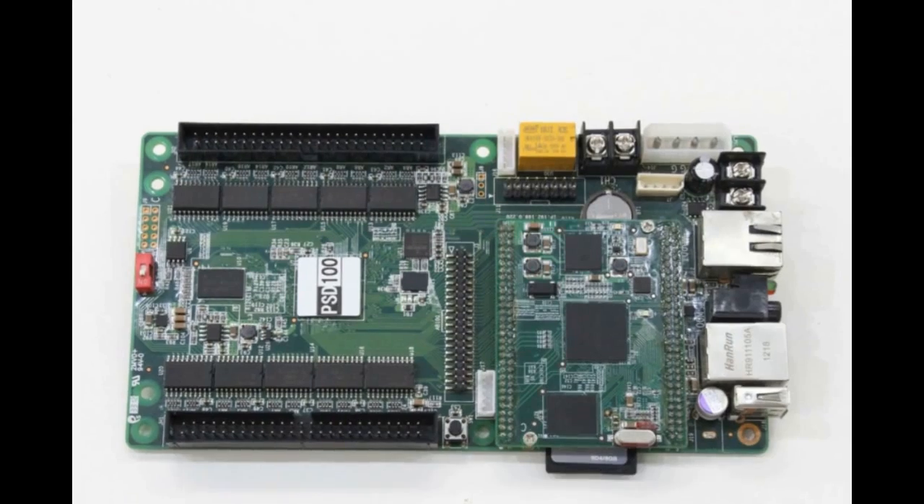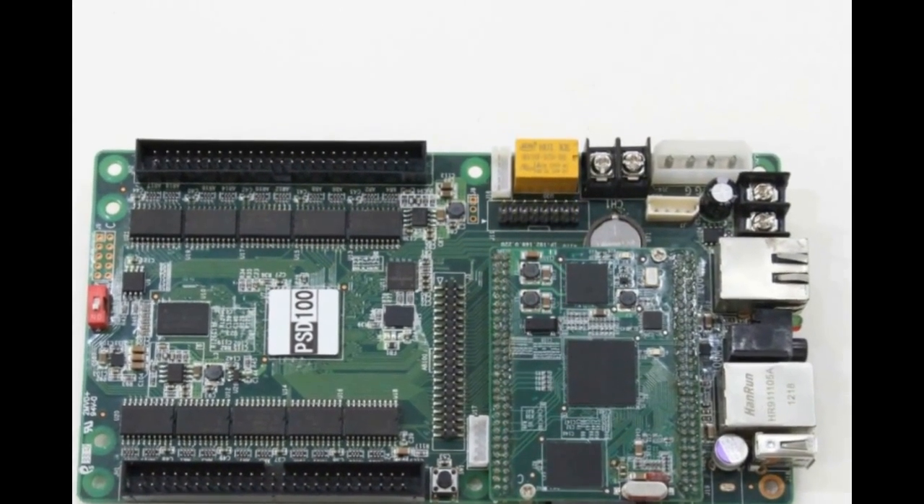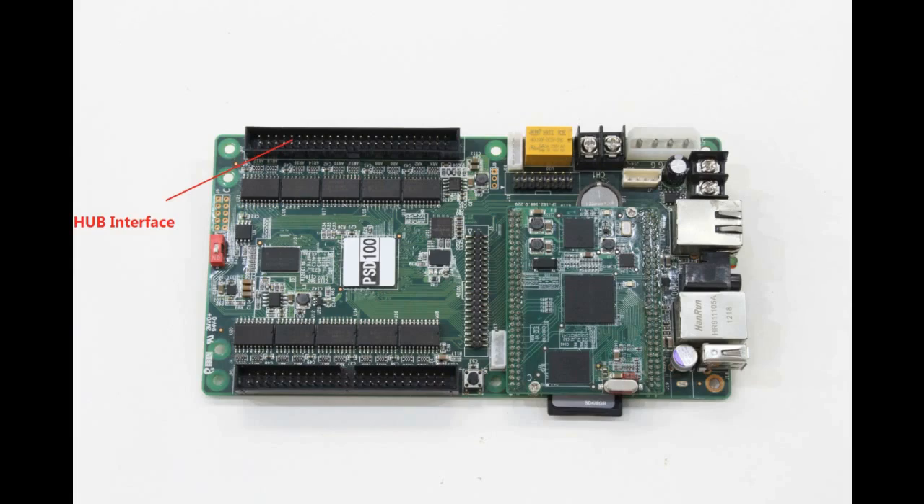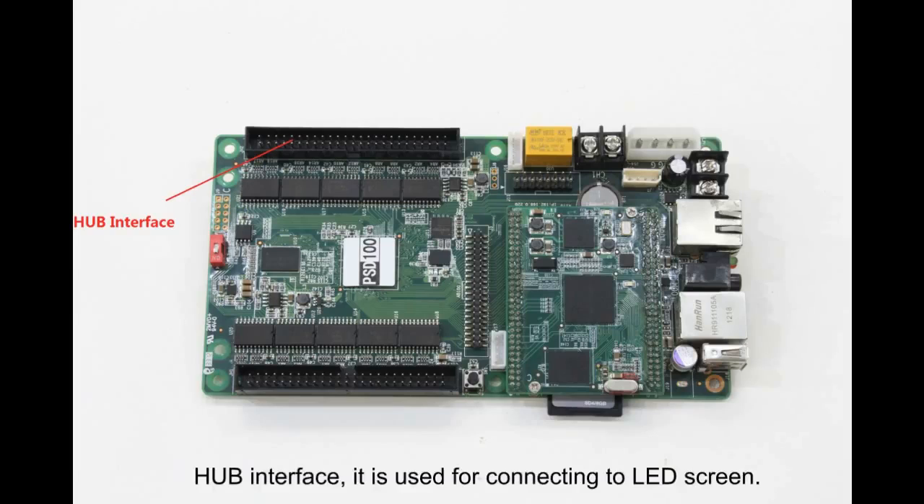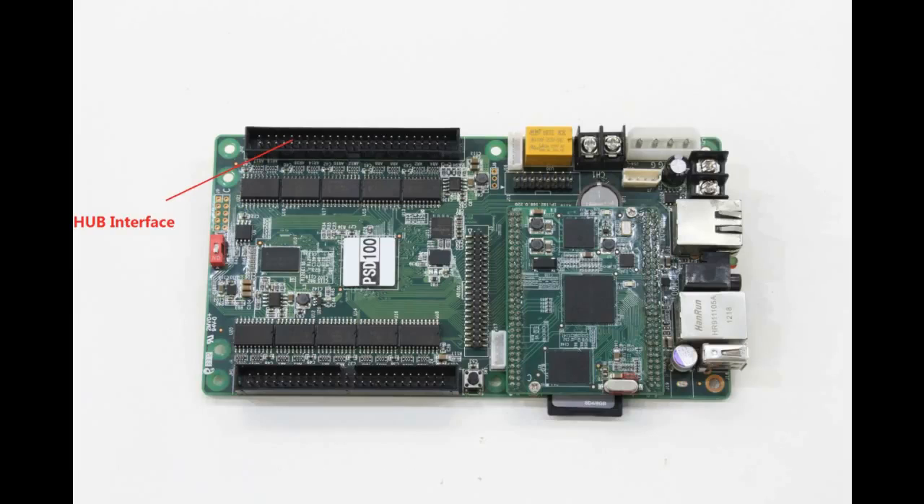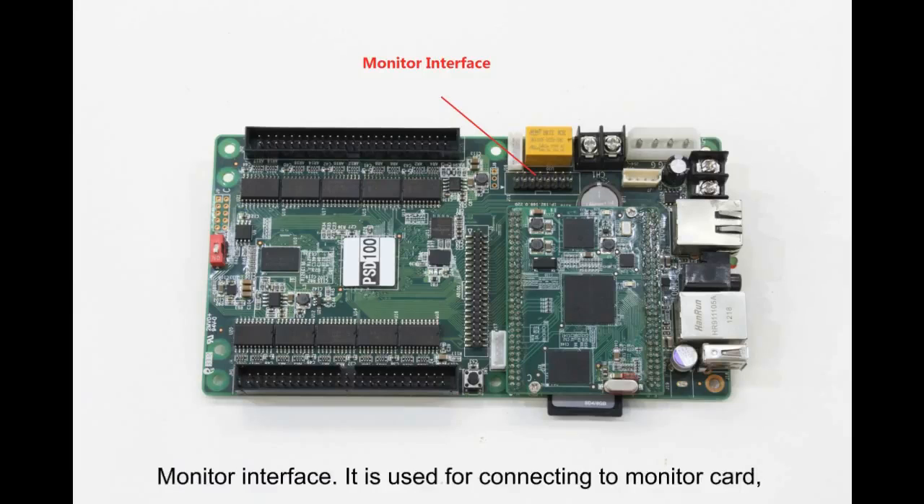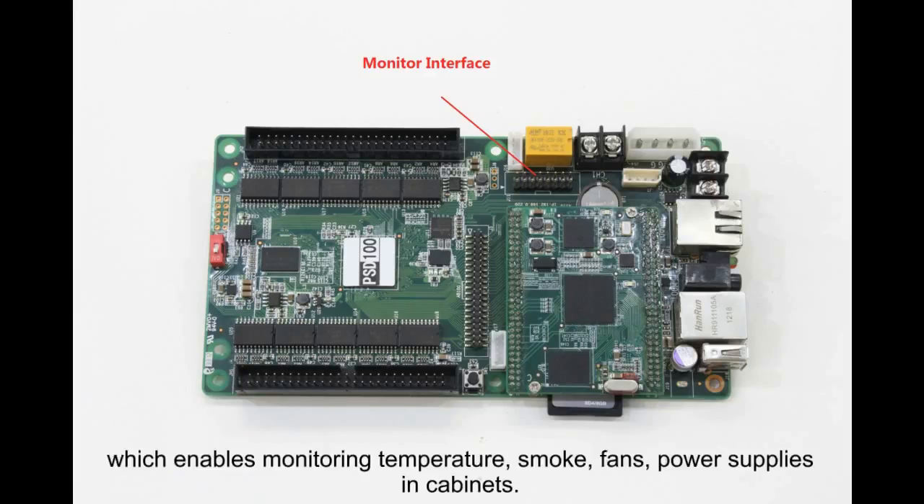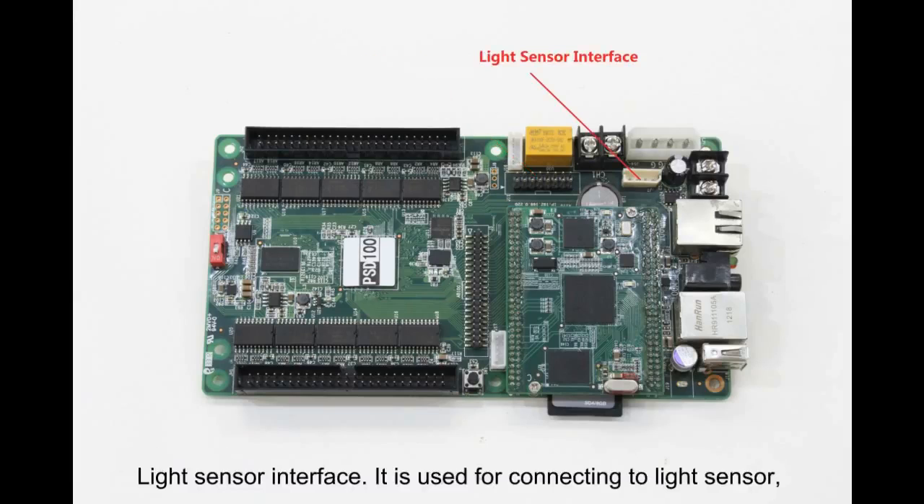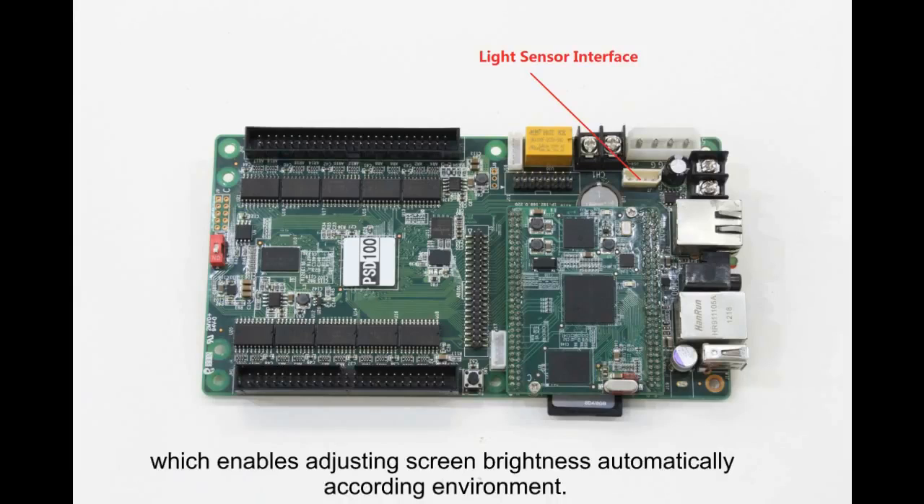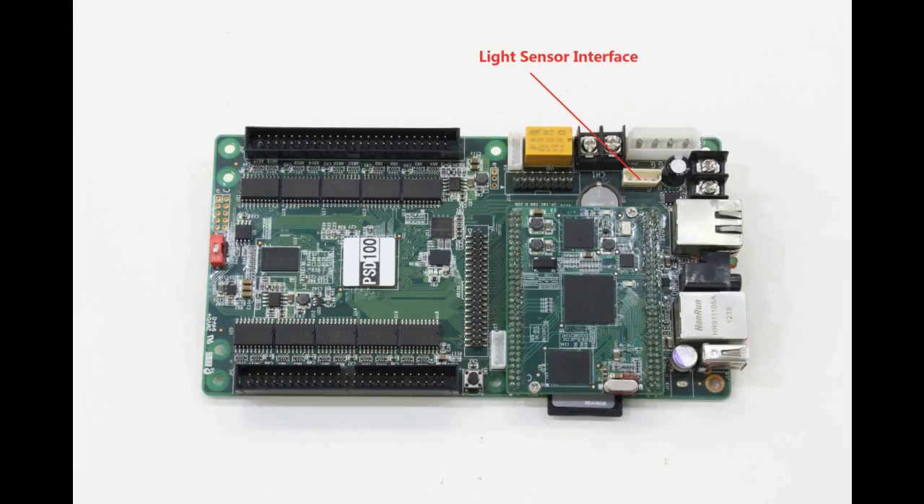Now we are going to illustrate this PSD100 in detail. The Hub interface is used for connecting to the LED screen. The Monitor interface is used for connecting to a monitor card, which enables monitoring temperature, smoke, fans, and power supplies in cabinets. The LED sensor interface is used for connecting to an LED sensor, which enables adjusting screen brightness automatically according to the environment.